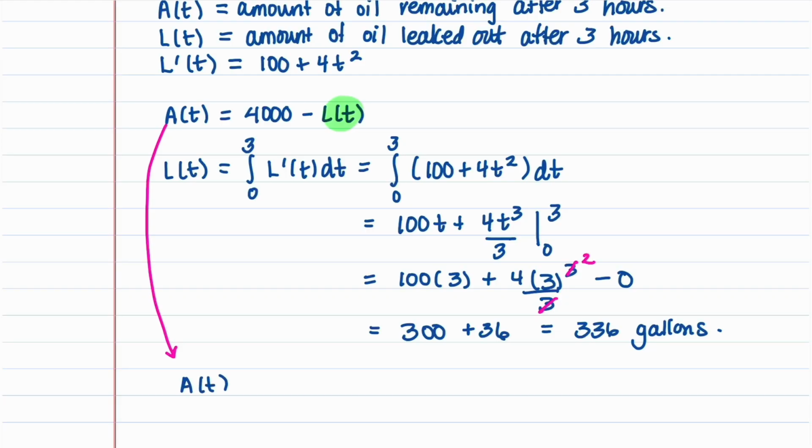Now we can find what A of t is equal to. Our A of t, that's the amount left, is going to be 4,000 minus 336, and this gives us 3,664 gallons. And that's the amount of oil that is left in the tank after 3 hours.